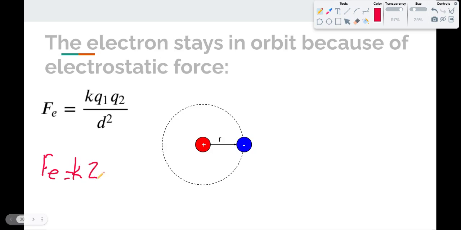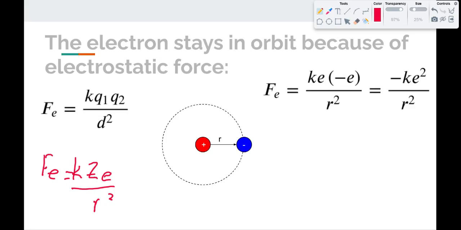Well, the charge on the nucleus, we're going to call that Z. Now for hydrogen, Z is just 1. It's just one electron charge, because the electron and proton have the same charge. Times the charge on the second, which is the electron, so that's just e, divided by the square of the distance between them. But what's the distance between them? It's the radius, so radius squared. So with e being the charge on the nucleus and negative e being the charge on the electron, then the electrostatic force comes down to negative ke squared over r squared.